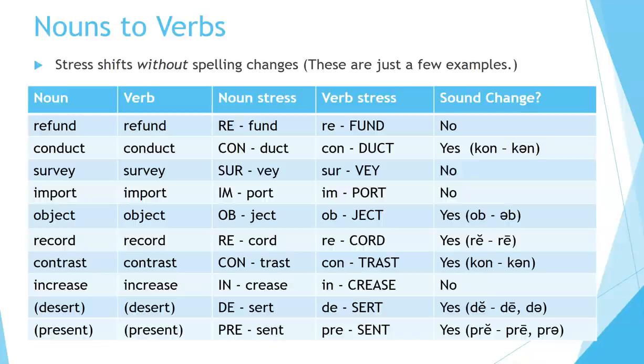Nouns: refund, conduct, survey, import, object, record, contrast, increase, desert, present. Verbs: refund, conduct, survey, import, object, record, contrast, increase, desert, present. Did you hear the stress patterns in those words? Now let's listen to them in contrast in columns 3 and 4.